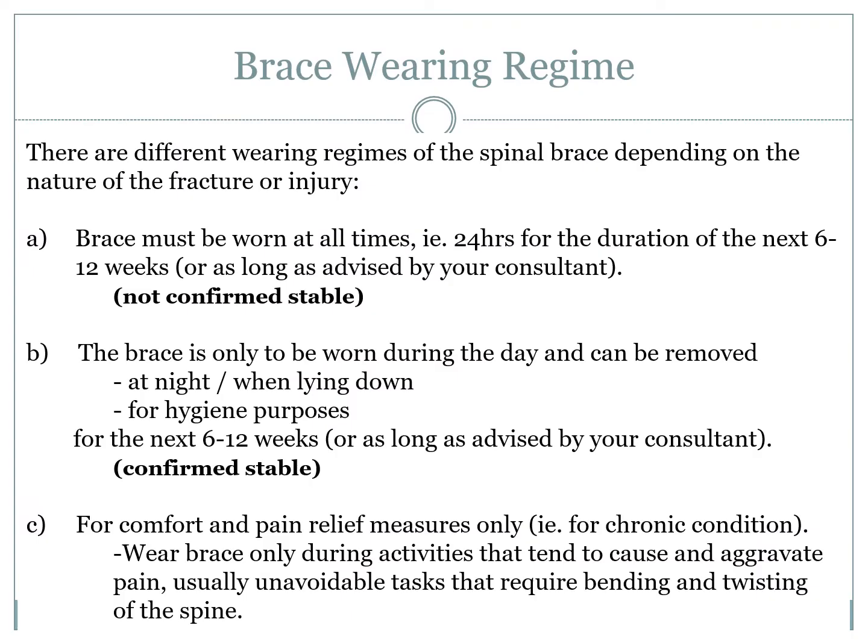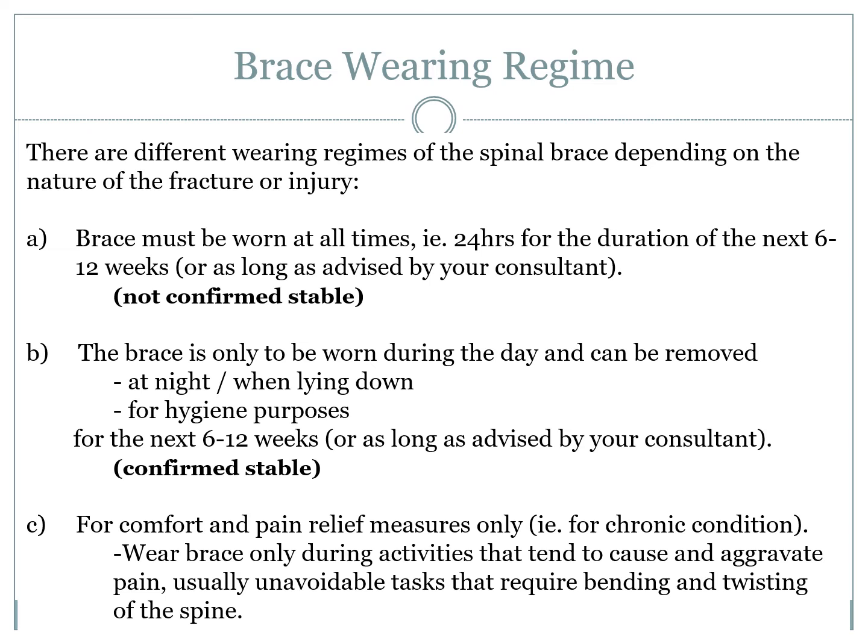When fitting the brace, it is essential to know the brace wearing regime. There are different wearing regimes of the spinal brace depending on the nature of the fracture or injury. In category A, the brace must be worn at all times, i.e. 24 hours for the duration of the next 6 to 12 weeks or as long as advised by the consultant. This is generally the approach used for unstable or query unstable fractures.